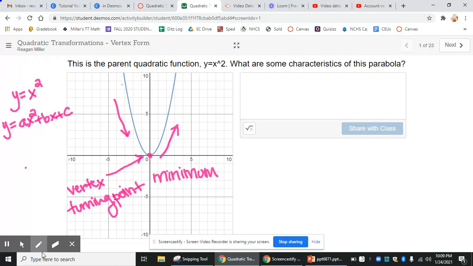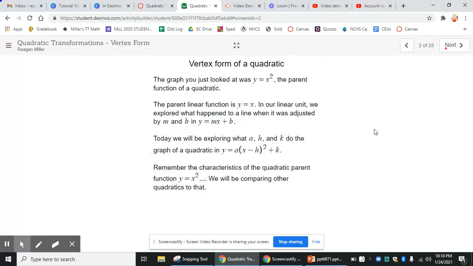You can also notice that the parabola opens up. And there's a lot of other different characteristics you could list. This is literally just the tip of the iceberg. Okay, so if I go on to the next slide, you'll see that it tells you we're going to talk about vertex form. Vertex form is written right here, kind of the middle paragraph. You do need to read all of these, but this third paragraph here, that's vertex form.